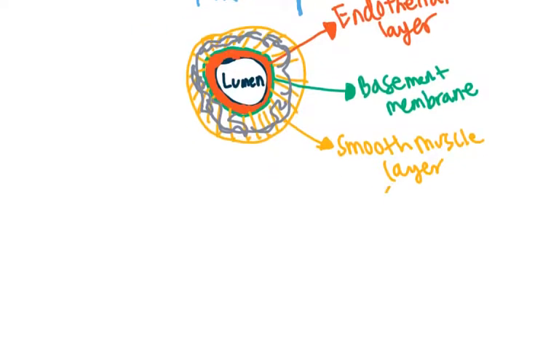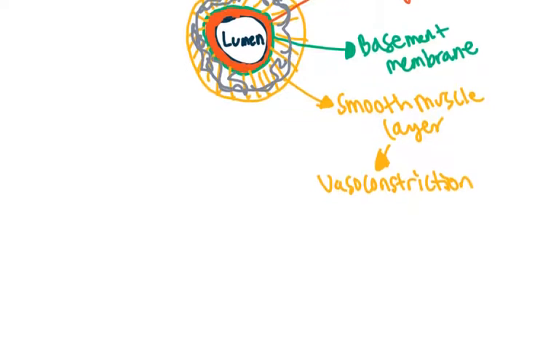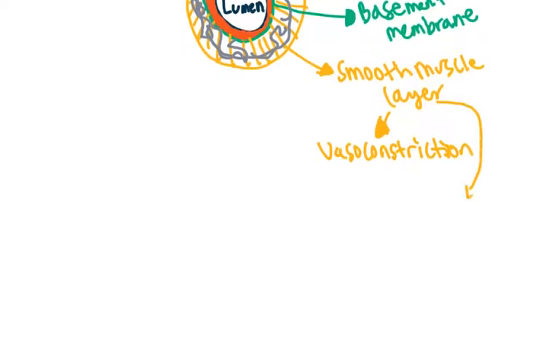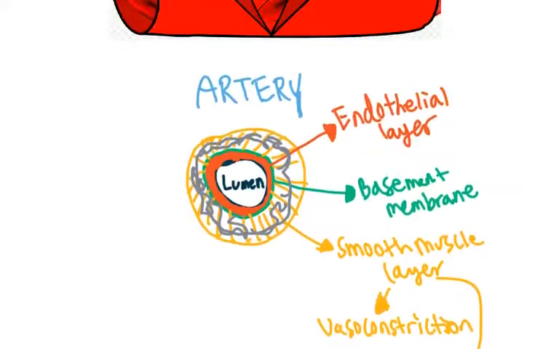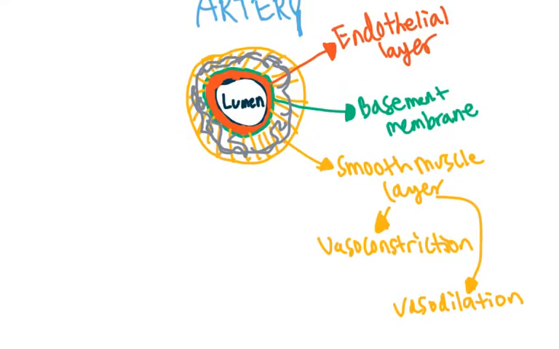So let me go write that down. There's a smooth muscle layer here in our arteries, because remember we can undergo either vasoconstriction, which involves the contraction of our smooth muscle cells, or we can undergo vasodilation, which is the relaxation of our smooth muscle cells. That's why we need a smooth muscle layer.